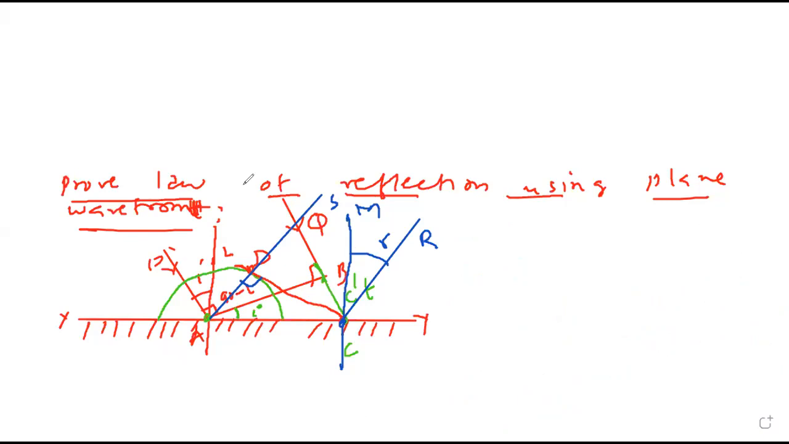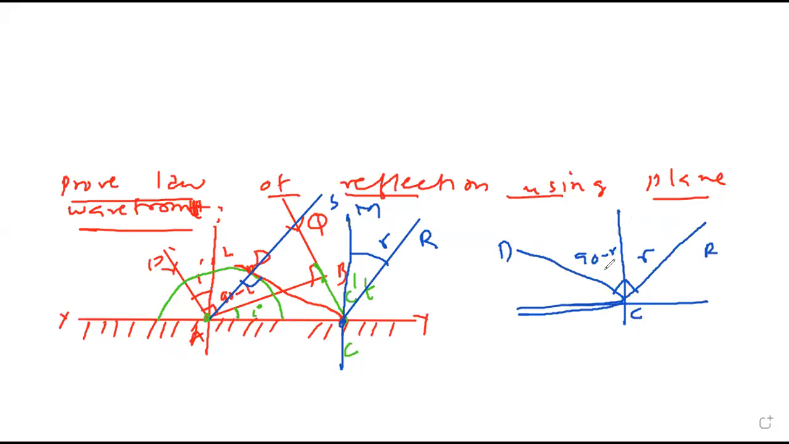Angle DCA. See, separately I am showing you. This is C, D, DR. This is normal. This is R. So can I say this is 90 minus R? Can I say like this? That is 90 minus R. So what will be this angle, R or not? DCA is R.